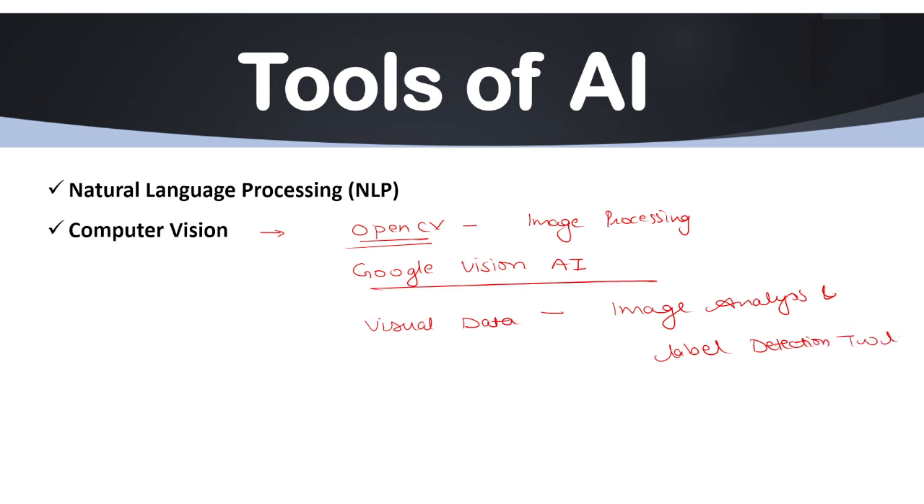Google Vision AI is also related to your visual data. Next, we have TensorFlow and PyTorch. These are deep learning frameworks that support computer vision tasks. So under computer vision, we have these four important tools.